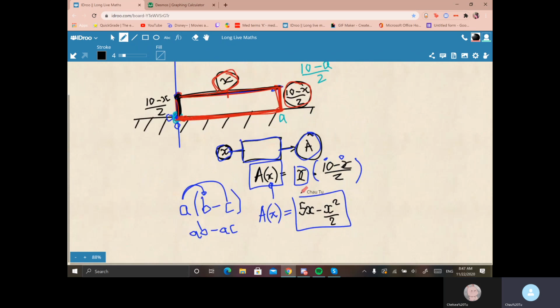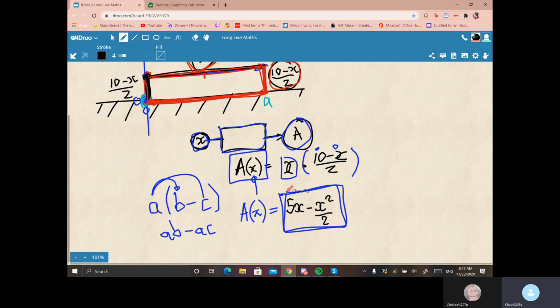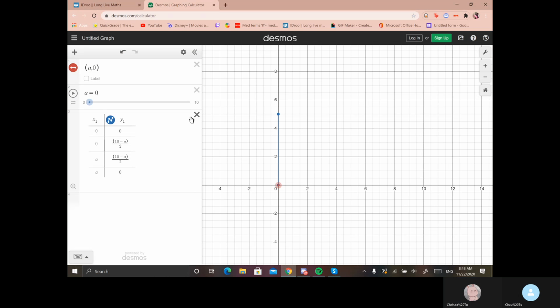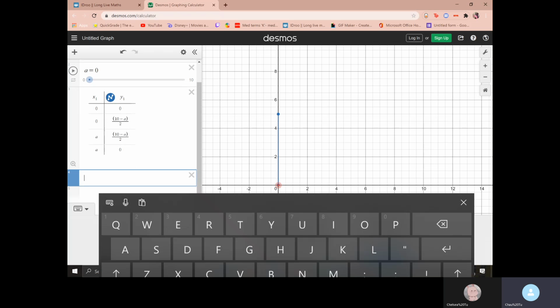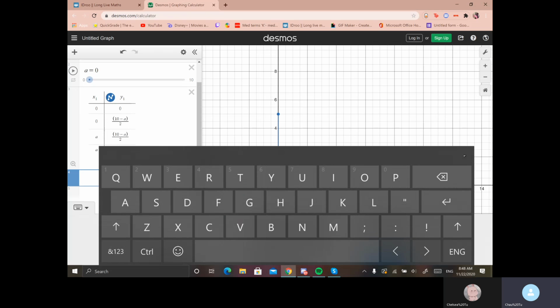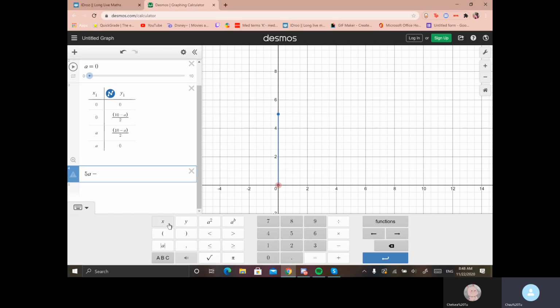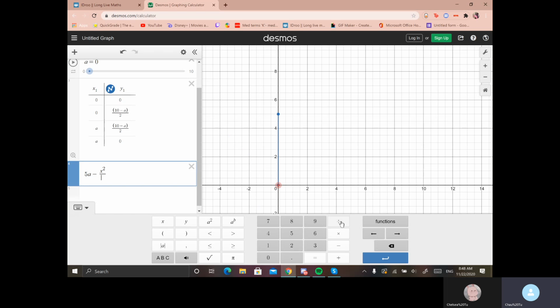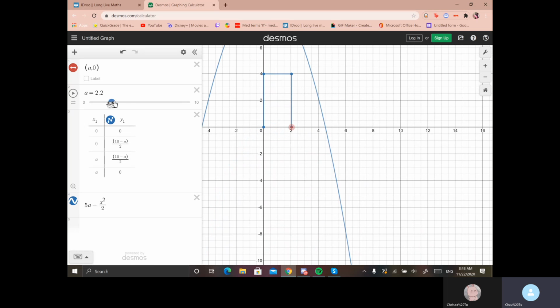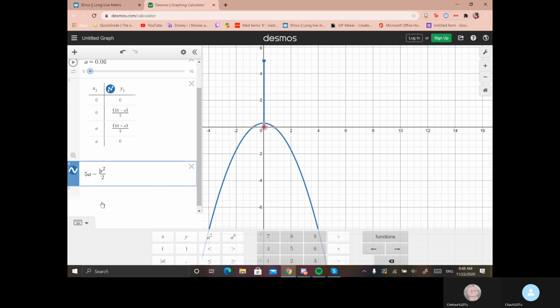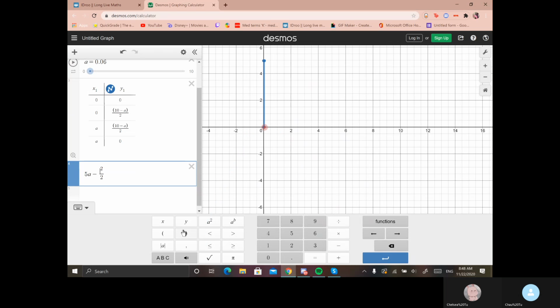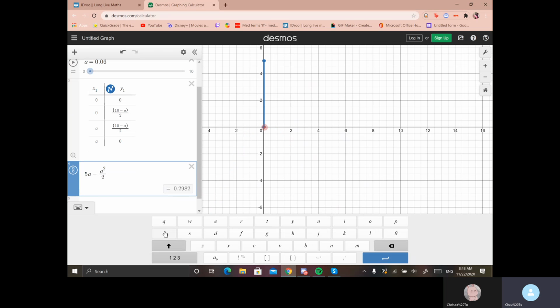Okay. Charles? So if you punch this into Desi, go on, jump back to Desi. Next input, punch in 5a minus a squared over 2. So that would give you a number to represent your area, no matter where a is. Yeah. So now slide. Oh, sorry, not x. You used x. Should be a. Chelsea. Should be a squared. So no matter where a is, it will tell you the area.